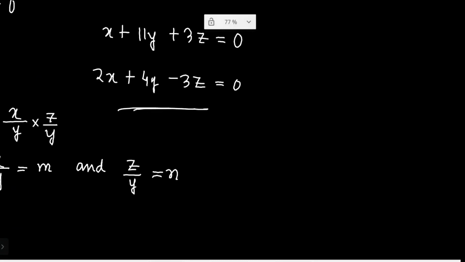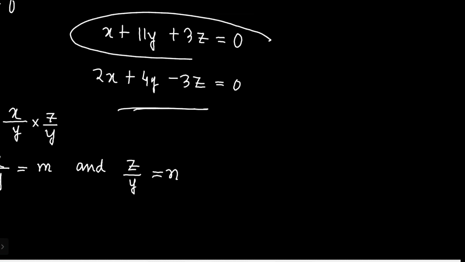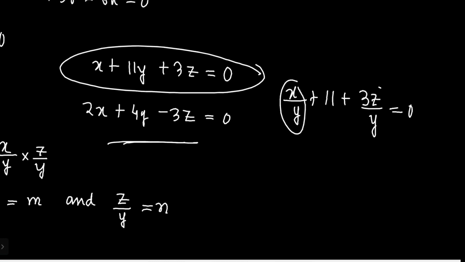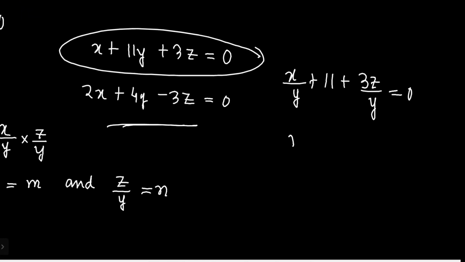Now if you see this equation carefully, if I divide this equation throughout by y, then what will we get? x by y plus 11 plus 3z by y is equal to 0. Now this x by y and z by y, I can substitute the value as m and n. So I can write m plus 11 plus 3n is equal to 0.